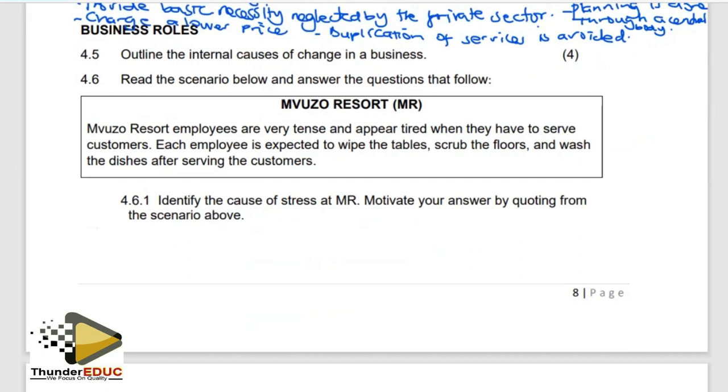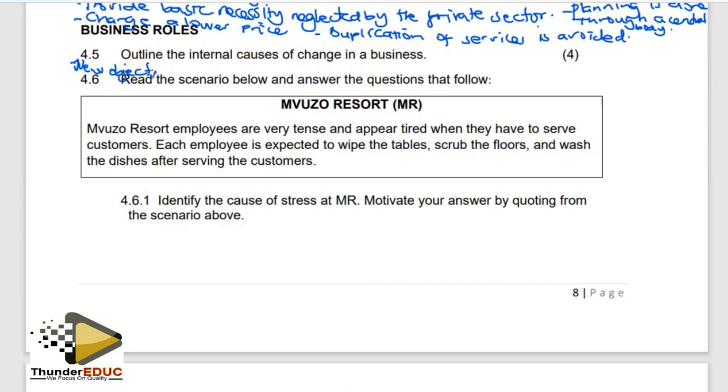Let's look at another question, and this time it comes from business roles. Question 4.5, business roles. What could be the internal causes of change in the business? When a business has new goals or new objectives, there could be a change happening. With a new objective or a new goal of the business, we change the way we've been doing our business.